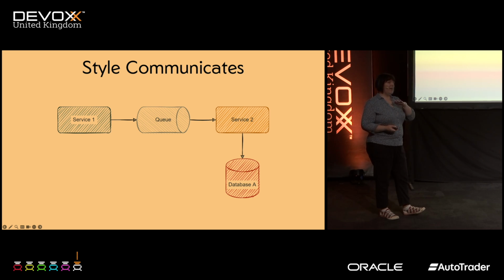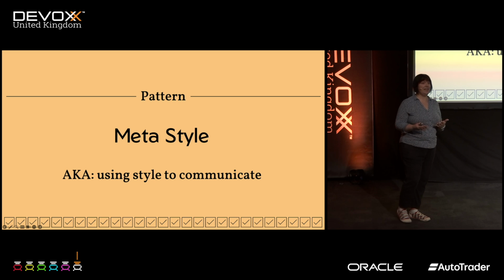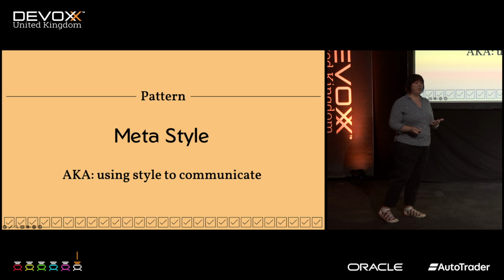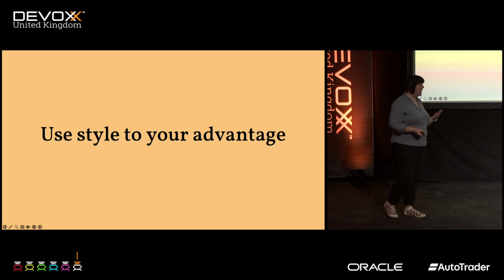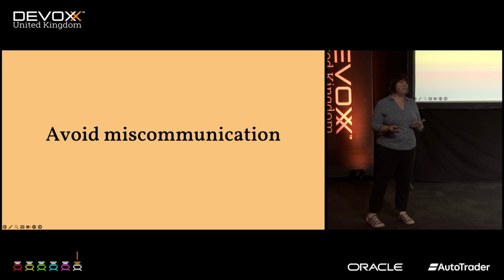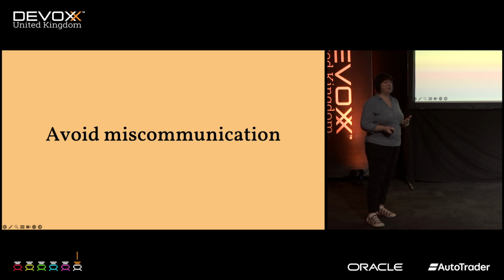So it's just that underlying message, and I call this pattern meta style, just like metadata, because it's kind of that underlying subconscious idea. And so this is using style to communicate. And what we're trying to do here is we're using style to our advantage rather than actually miscommunicating stuff to people. And so if you can just bear that in mind, it makes it a lot easier when you're communicating.